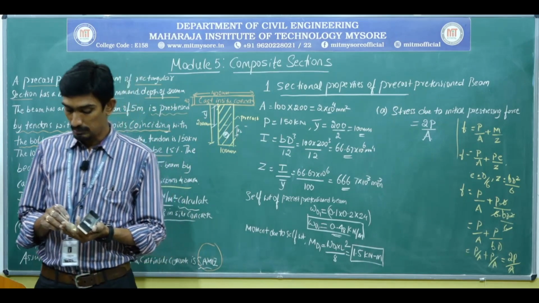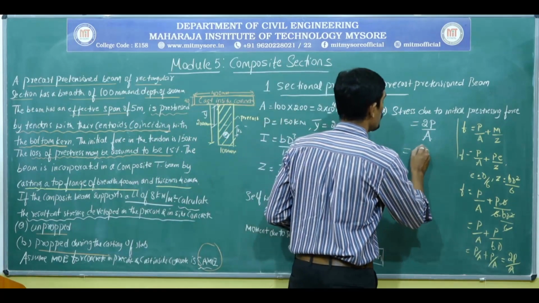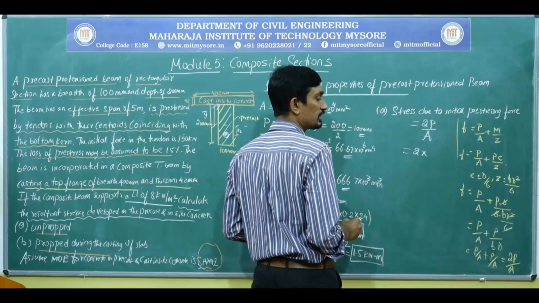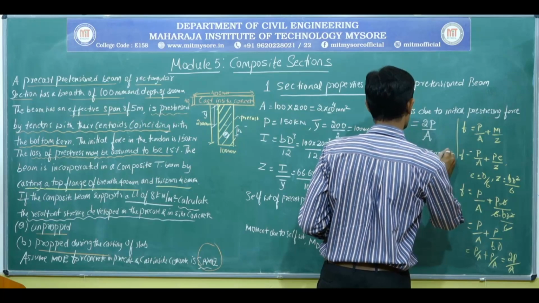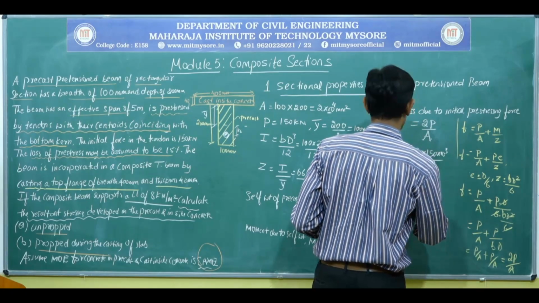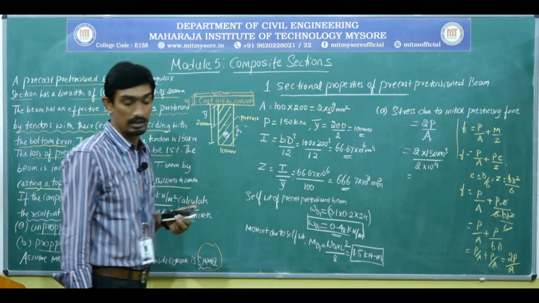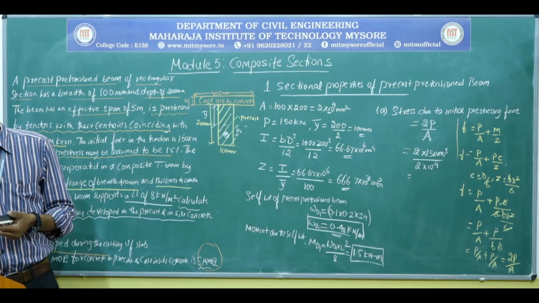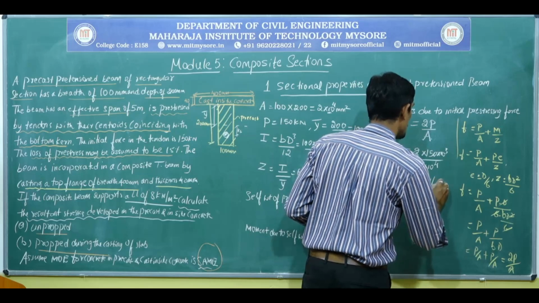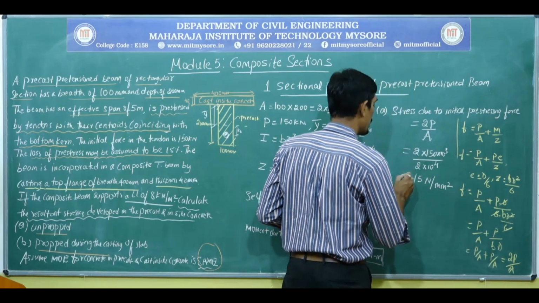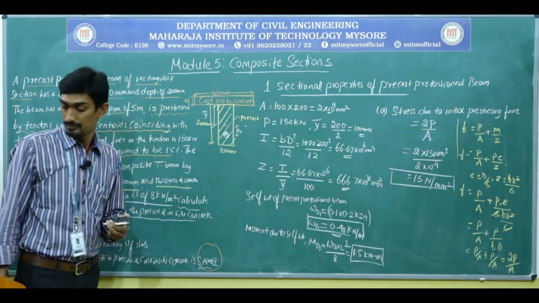So now let me substitute that. Since we want the stress in Newton per millimeter square, we need to be very careful. So 2 into 150 into 10 to the power of 3, I am substituting in Newton, divided by 2 into 10 to the power of 4 millimeter square. The answer is 15 Newton per millimeter square. So the initial pre-stress is 15 Newton per millimeter square.